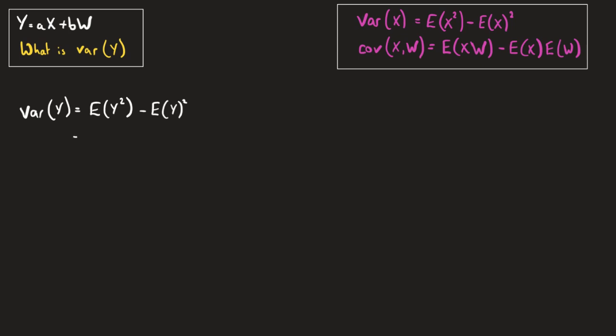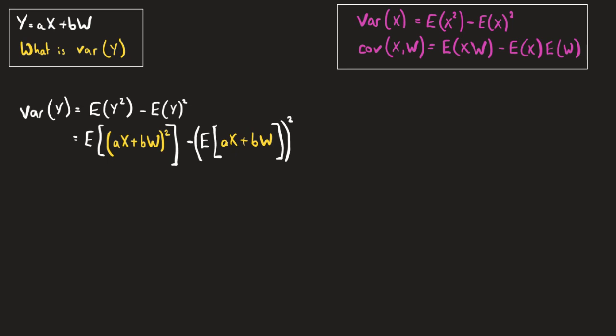So we can rewrite this as being equal to the expectation of y squared, but y is just equal to ax plus bw. We square that, minus the expectation of y. And remember, y is just equal to ax plus bw. And that whole expectation is going to be squared. So how are we going to evaluate this?